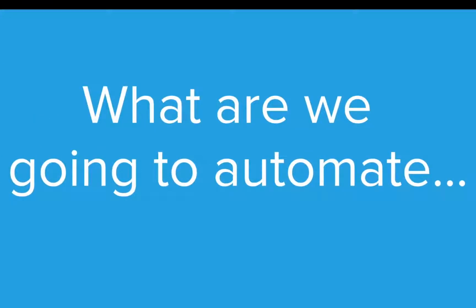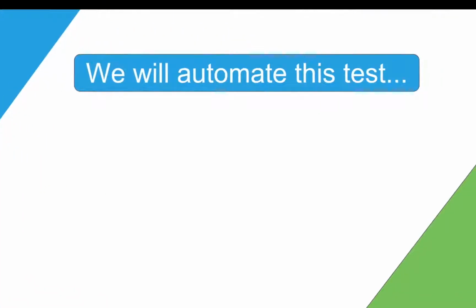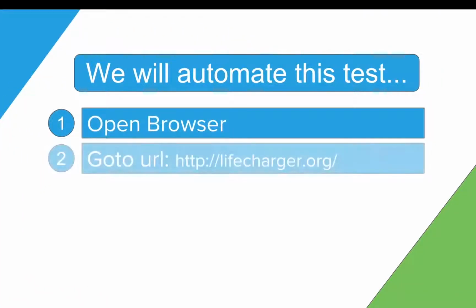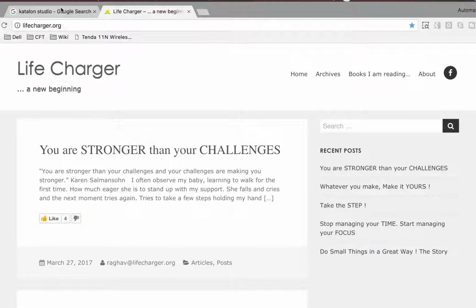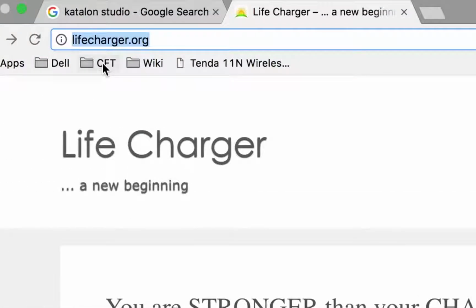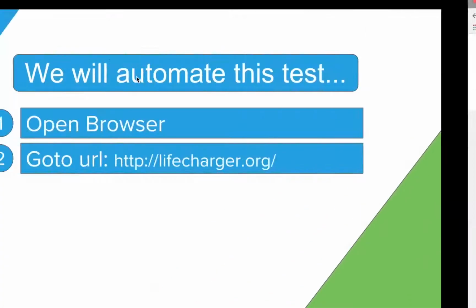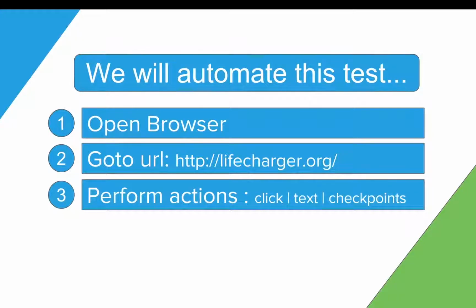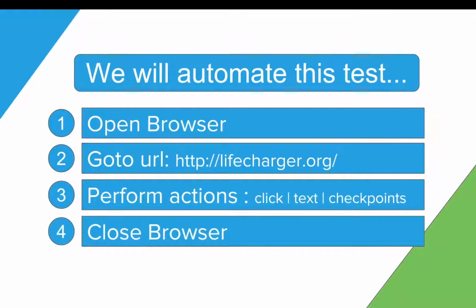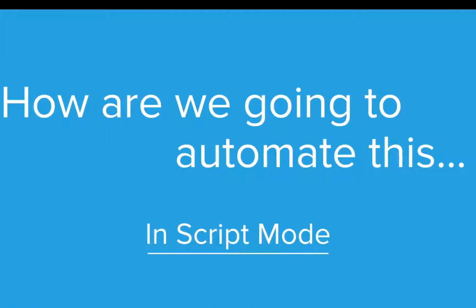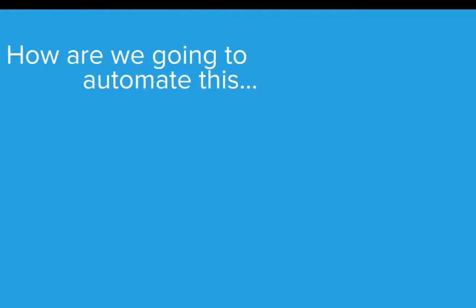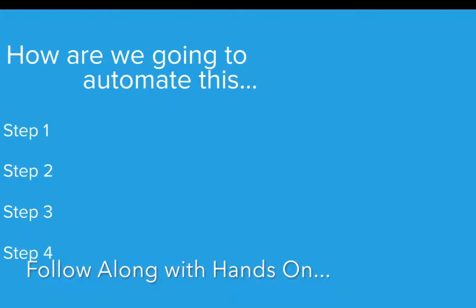Before we do that, let us see exactly what are we going to automate. So we are going to go to our browser and we are going to go to this particular website lifecharger.org. So let us go, and this is the website lifecharger.org, and this is my website where I write blogs. So let us test this website today, and we are going to do some actions like click, add some text, do some check validations, and then we are going to close our browser. So now we know what exactly we are going to do. Let us see how exactly we are going to automate this in script mode. We are going to do 4 basic and easy steps.